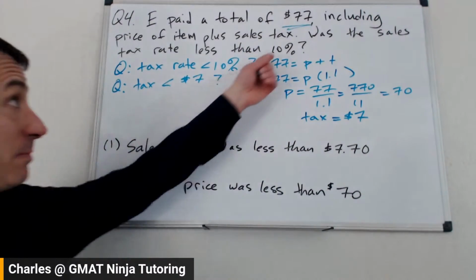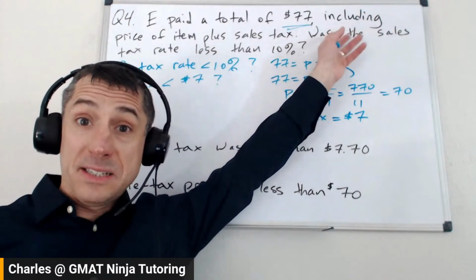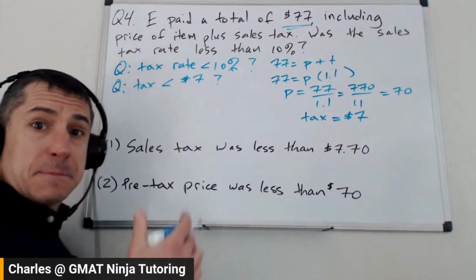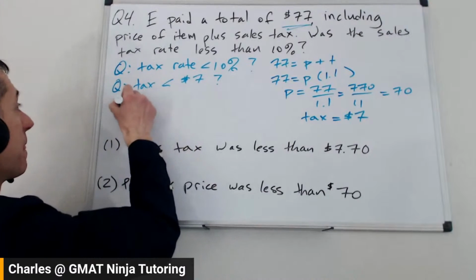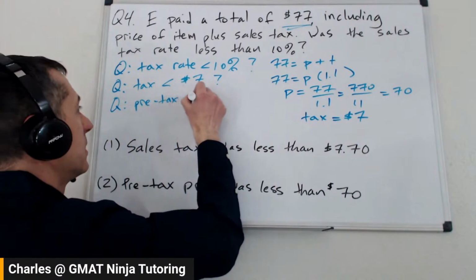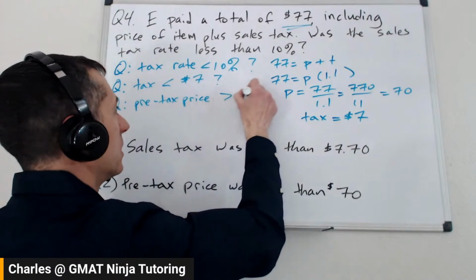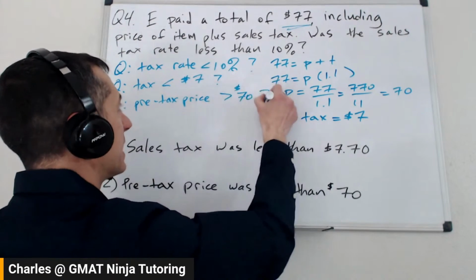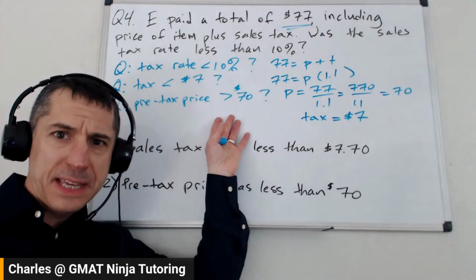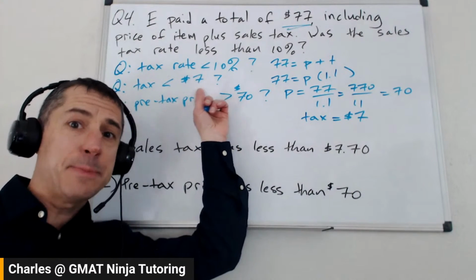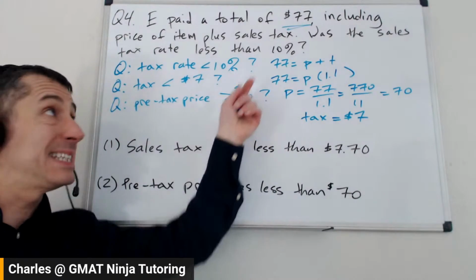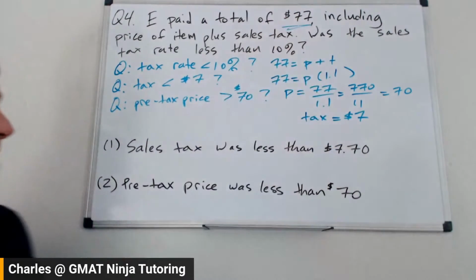Okay, we can even translate that into the price, the original price. So is the tax amount less than $7? That's the same thing as saying, is that pre-tax price greater than 70? And again, take a moment. If that seems weird to flip that sign around, think about it for a moment. If the tax paid is more than 7, that means your original price must be less than 70 to get us to that total of 77.